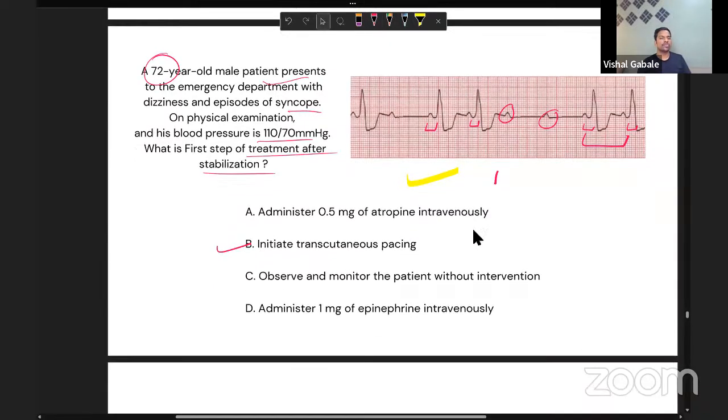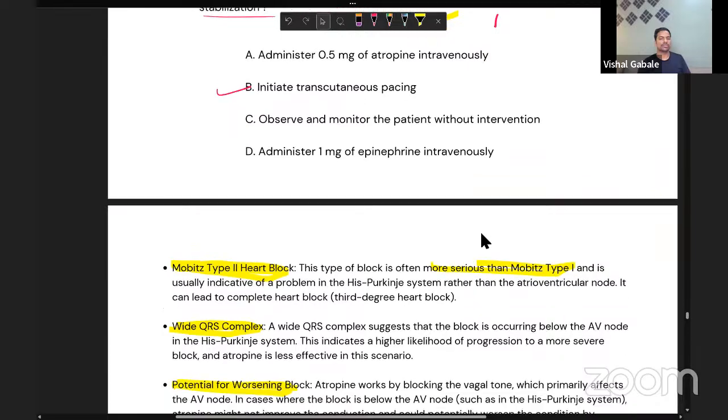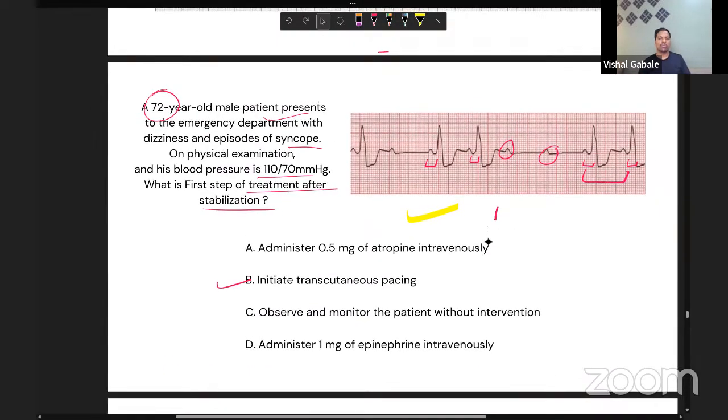You can get confused with the high grade sometimes. High grade also looks the same, but the only thing is there is a PQRS prolongation in case of high grade. Also, there are more P waves than QRS complexes in case of high grade. All right. So this is essentially your Mobitz type 2. Got it?